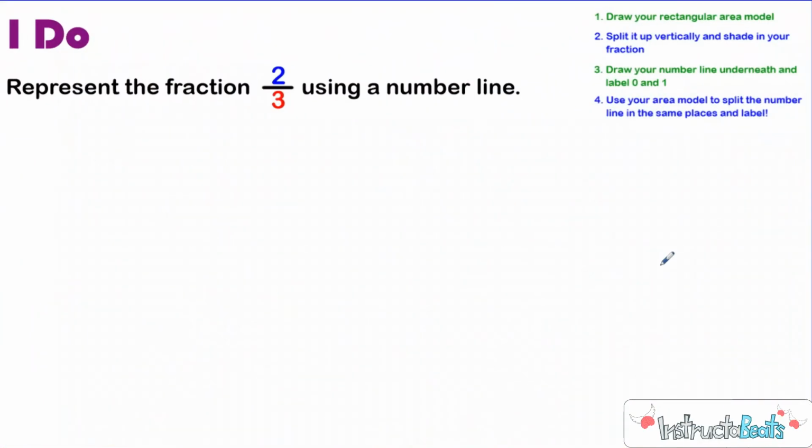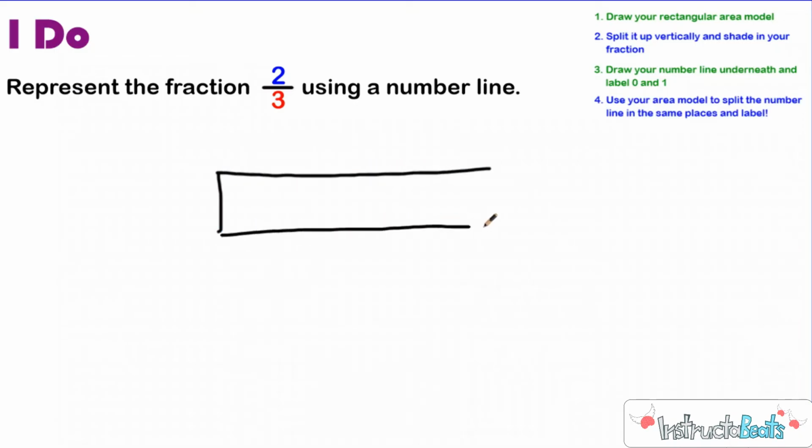So I want to represent the fraction 2/3 using a number line. So the first thing I'm going to do is draw a nice big rectangular area model, or a brownie if you will, okay? And I'm going to split it up vertically and shade it in. So my denominator is 3. That means I need 3 equal pieces, right? And I'm going to label each of these 1/3 because this is my unit fraction, right? Each piece is 1/3, which means my total brownie would be 3/3 or 1 whole.